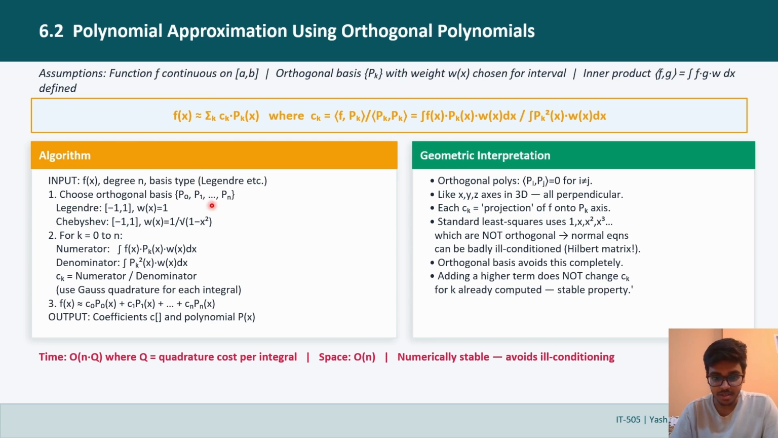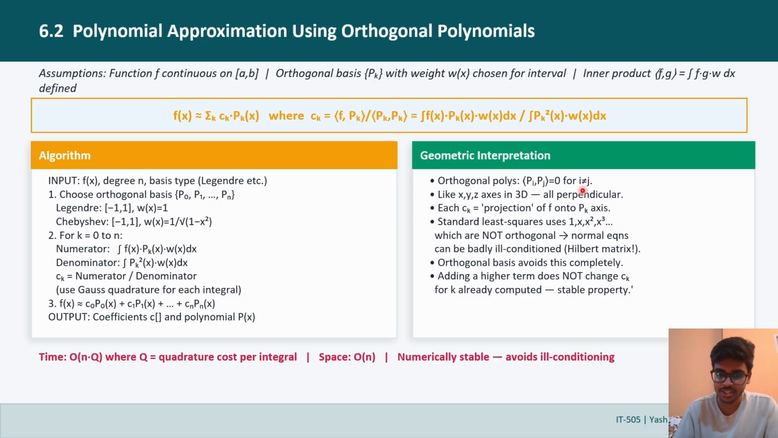Algorithm. We choose the orthogonal basis appropriate for the interval and weight. For each k from 0 to n, we compute the numerator and denominator integrals using Gauss quadrature. Divide to get ck. The approximation is then the linear combination of these basis polynomials.